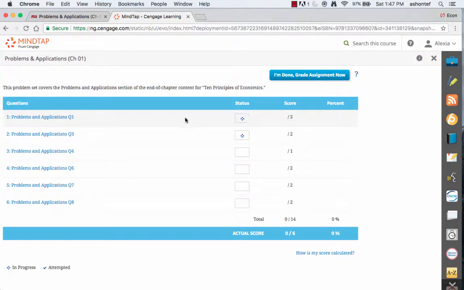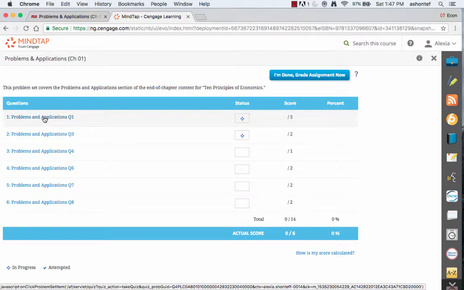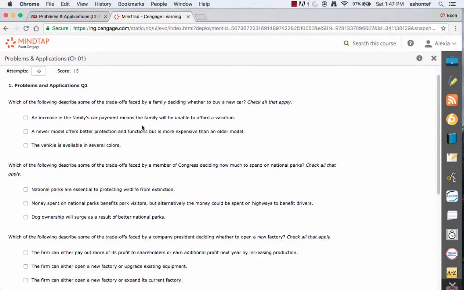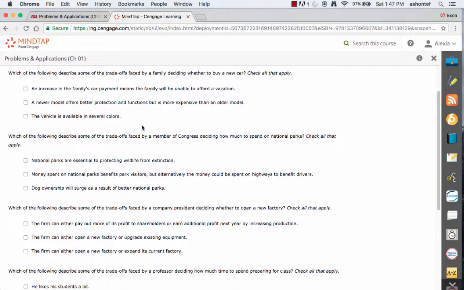What I'm going to do here is go through and try to give you some guidance as you approach these questions. So we'll start off with question number 1. All right, so I'll read the question. It says, which of the following describes some of the trade-offs faced by a family deciding whether to buy a new car? And then it says, check all that apply.